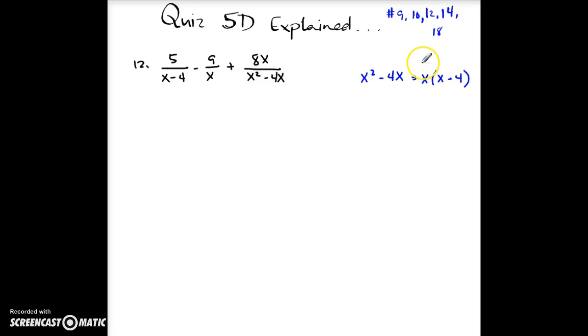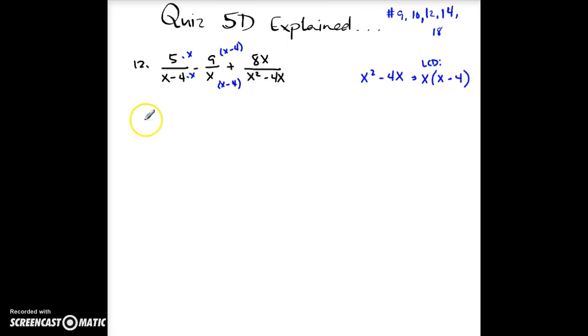So we can say that this is going to be our least common denominator, x times x minus 4. In which case, with this first rational expression, I multiply the numerator and denominator by x. For the second term, I'm multiplying the numerator and denominator by x minus 4. There we go. And this third term, I don't have to multiply by anything because it already has an x squared minus 4x in the denominator.